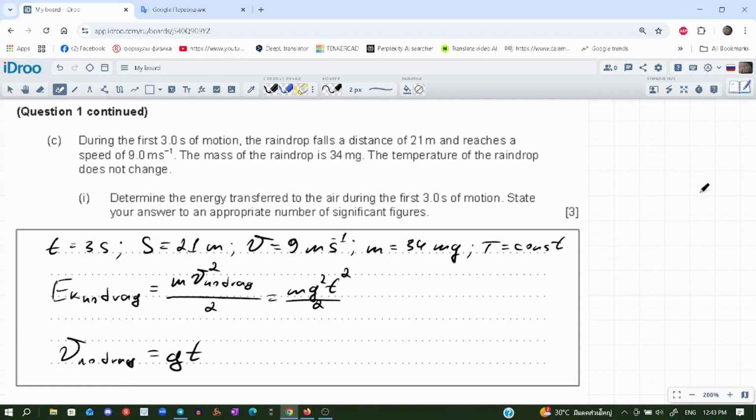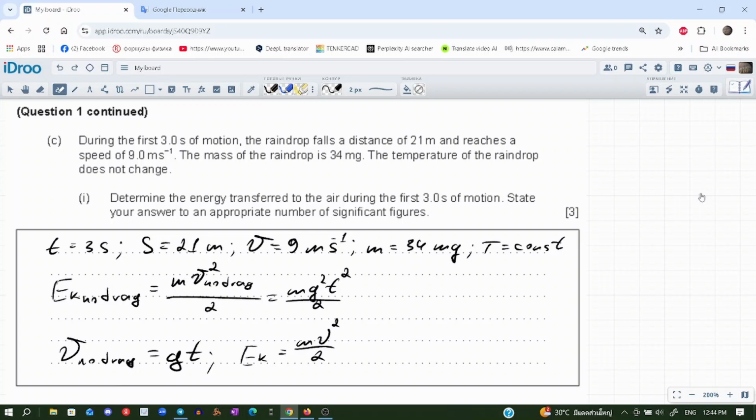But actually we have drag. We have the drag force here. So E kinetic, when we have drag, equals m v squared over 2, where v is that 9 meters per second, the real velocity that we have because we had drag force. By the way, you can see that if there is no drag, it will equal 3 times g, which is 30 meters per second. But actually we have only 9 meters per second, right?